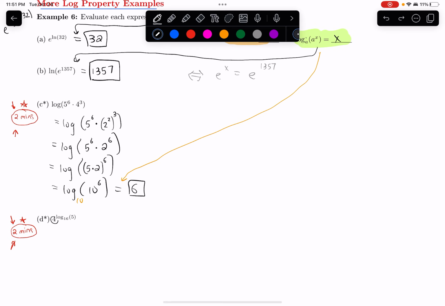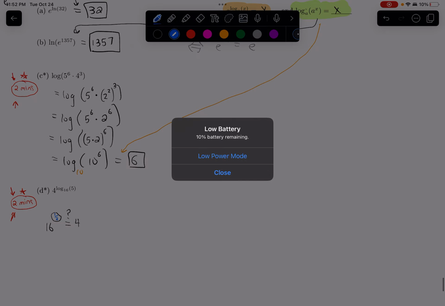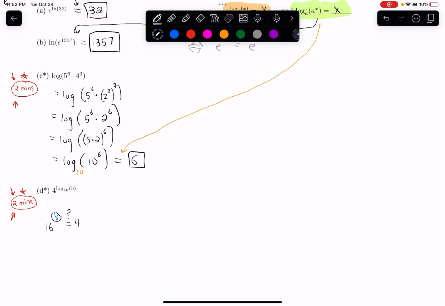I'd really like the 4 to be like 16. So what I'm going to try to do is, can I rewrite the 4 as 16 to some power? Like 16 to what power will equal 4? Well, it's to the 1/2 power, right? Because a 1/2 power means I'm square rooting. Okay, so if I do that, this becomes 16 to the 1/2 power. That's the 4. And then that whole thing, the exponent is log base 16 of 5.